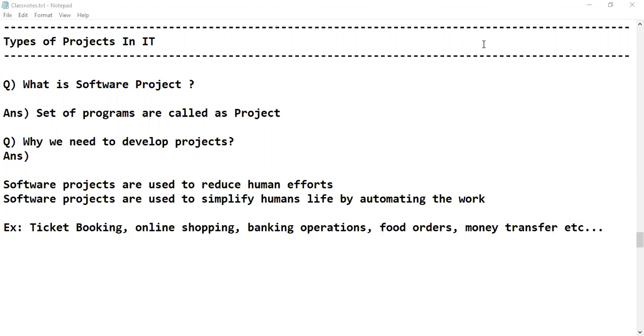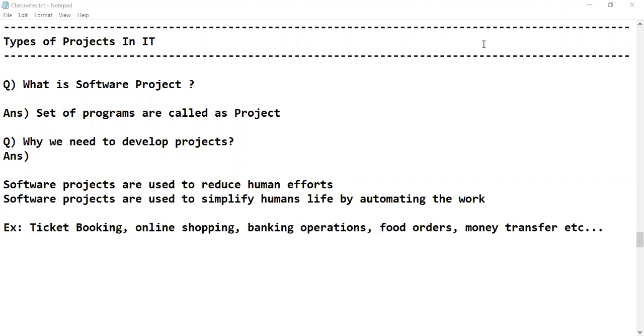Now I want to purchase one shirt or one t-shirt. Do I really need to go to the shopping mall? I can directly online order. I want to eat a biryani today in the lunch. Do I really need to go to the restaurant to eat that biryani? No. Open Zomato, Swiggy. Just make an order. Money transfers, transferring the money from one account to another account. Everything is automated.